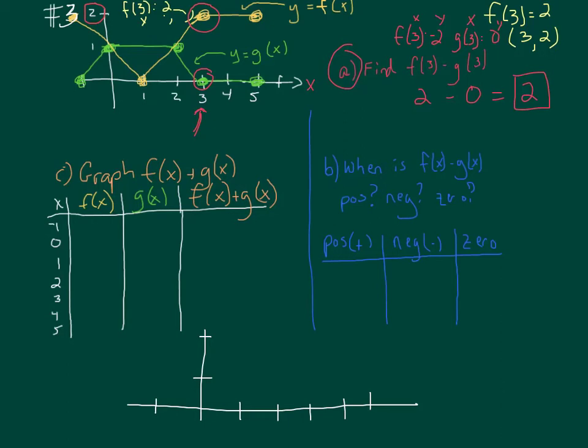Okay, alright, here we go. Now we're ready for the blue part. When is f of x minus g of x positive? In other words, when is yellow minus green a positive number? Well, that's when yellow is above green. Think about that. When yellow minus green is a positive number, that's when f of x minus g of x will be positive.